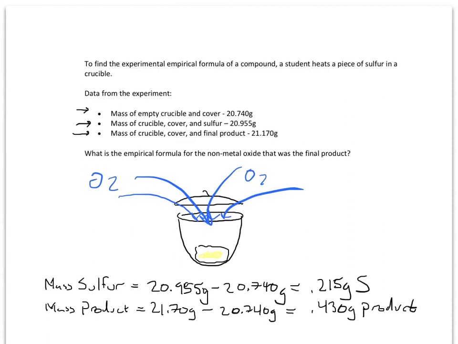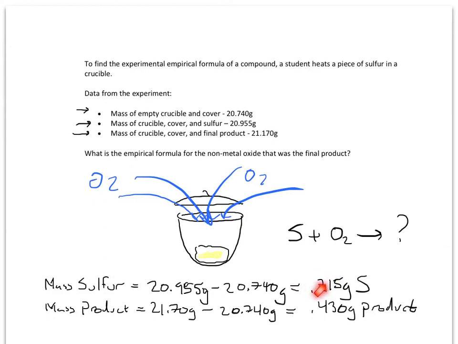What's happening with this lab is we're combining sulfur with oxygen, so it's going to be sulfur plus oxygen, and it's going to yield some product. We need to figure out what that product is, what the empirical formula is for that product. To really figure that out, we need to know how many grams of oxygen were absorbed, so how many grams of oxygen came in and stuck to that sulfur inside there.